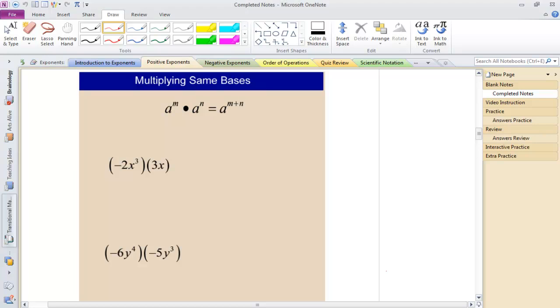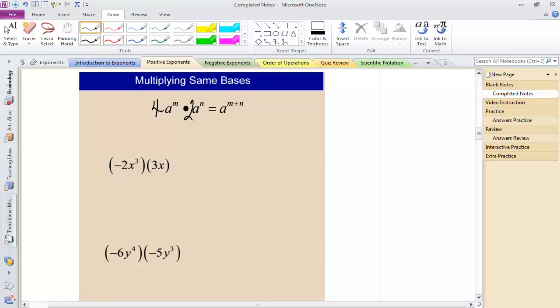Let's take multiplying same bases to the next level. So as we learned, anytime you have same bases and you're multiplying them, you just add your exponents together. So what happens when you have coefficients in front of your bases? So for example, if I had a 4 here and a 2 here.